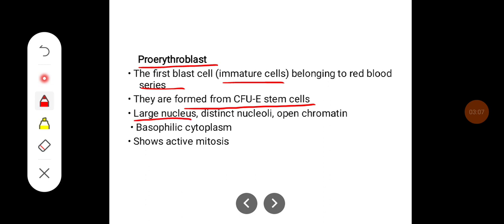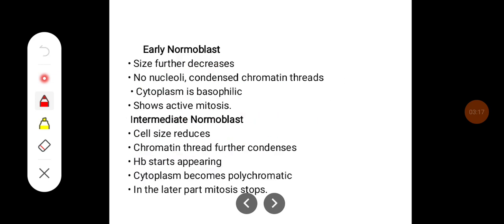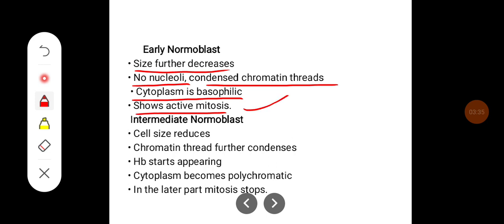They have a large nucleus, distinct nucleoli, and open chromatin, and the cytoplasm is predominantly basophilic and shows active mitosis here. In the early normoblasts, the size further decreases. You won't see nucleoli. The nuclear chromatin gets condensed into threads. The cytoplasm is basophilic here and it shows active mitosis. That is, they still proliferate.